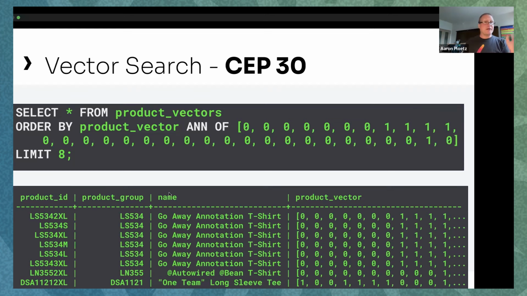Anyway, in this case, this is how you do a vector query in CQL. And it brings it back, listing out the vectors as well as some of the other data.